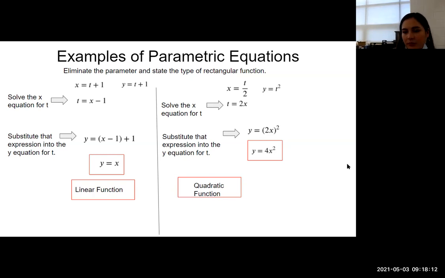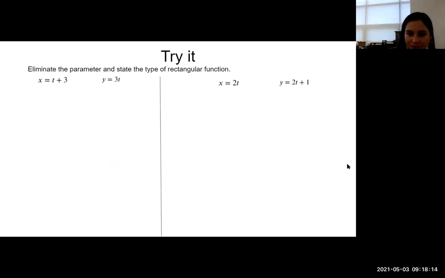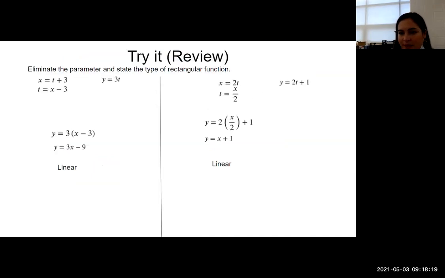Go ahead and try these. And then this is your result, 2 linear functions.